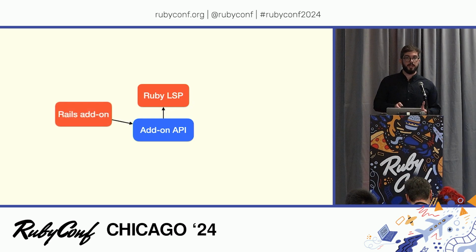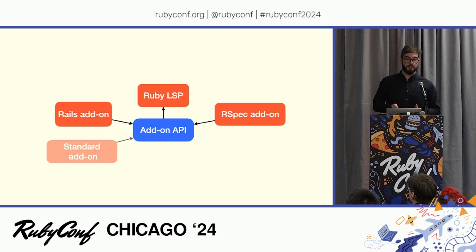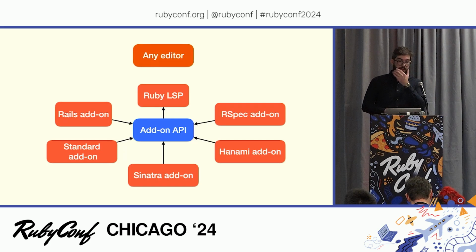We already have the Rails add-on, which adds Rails-specific features to the Ruby LSP. We have the RSpec add-on adding support for RSpec tests. As I mentioned, we also have the Standard add-on, which adds linting and formatting for Standard if you're using that. But we can have add-ons for any kind of tool or framework that could benefit from providing their users with a richer editor experience. And because everything's going through the language server, and the language server connects to any editor that supports the protocol, then everything that gets contributed by add-ons is also available to any editor. It doesn't have to be VS Code specific.